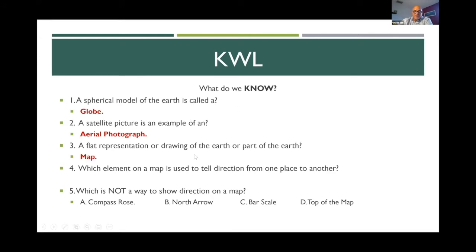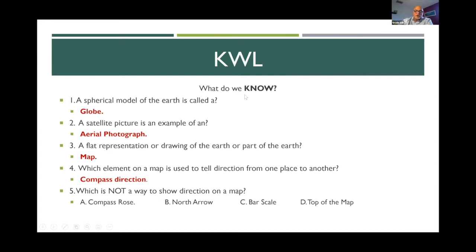Which element on the map is used to tell direction from one place to another? All right, so the elements of the map, if you remember, were a border, scale, key, title, and of course, the last one we just mentioned is the one that we use to tell direction, and that is a compass or compass direction.